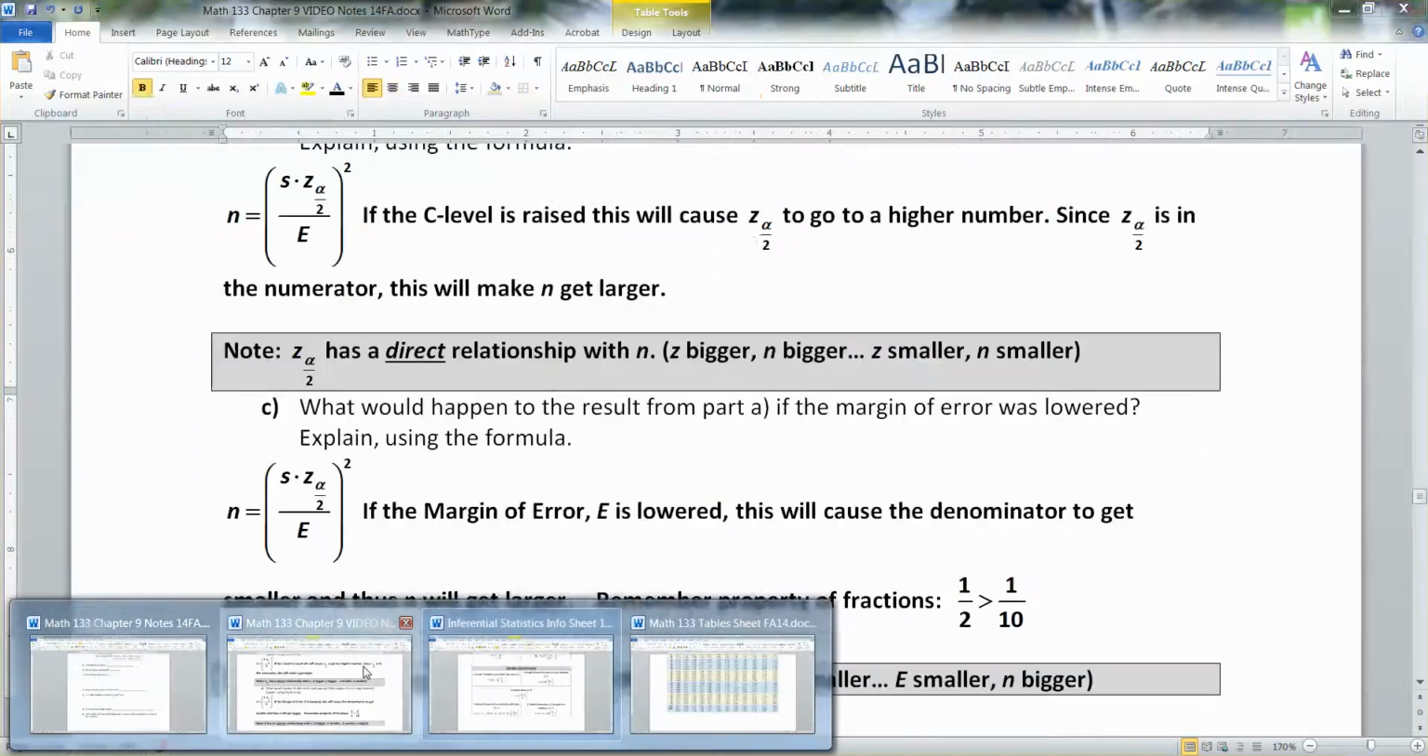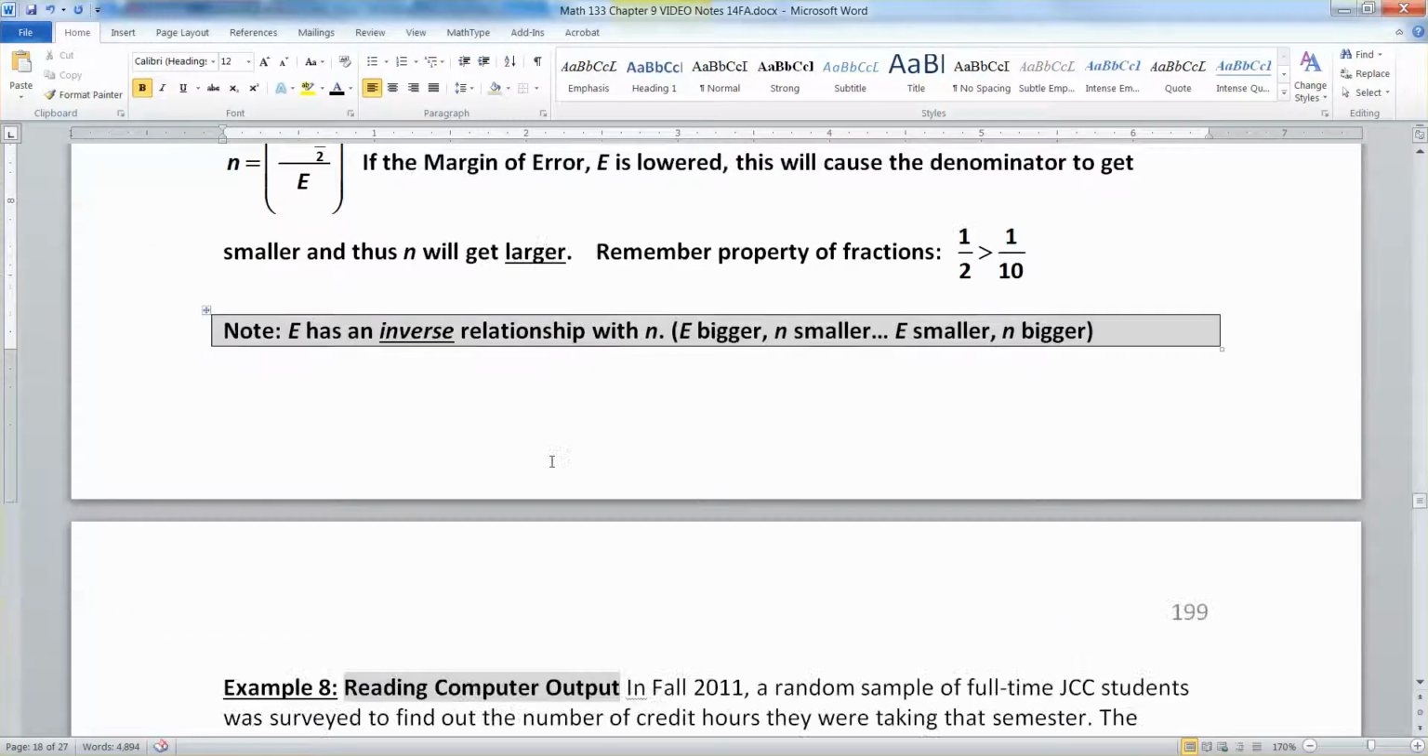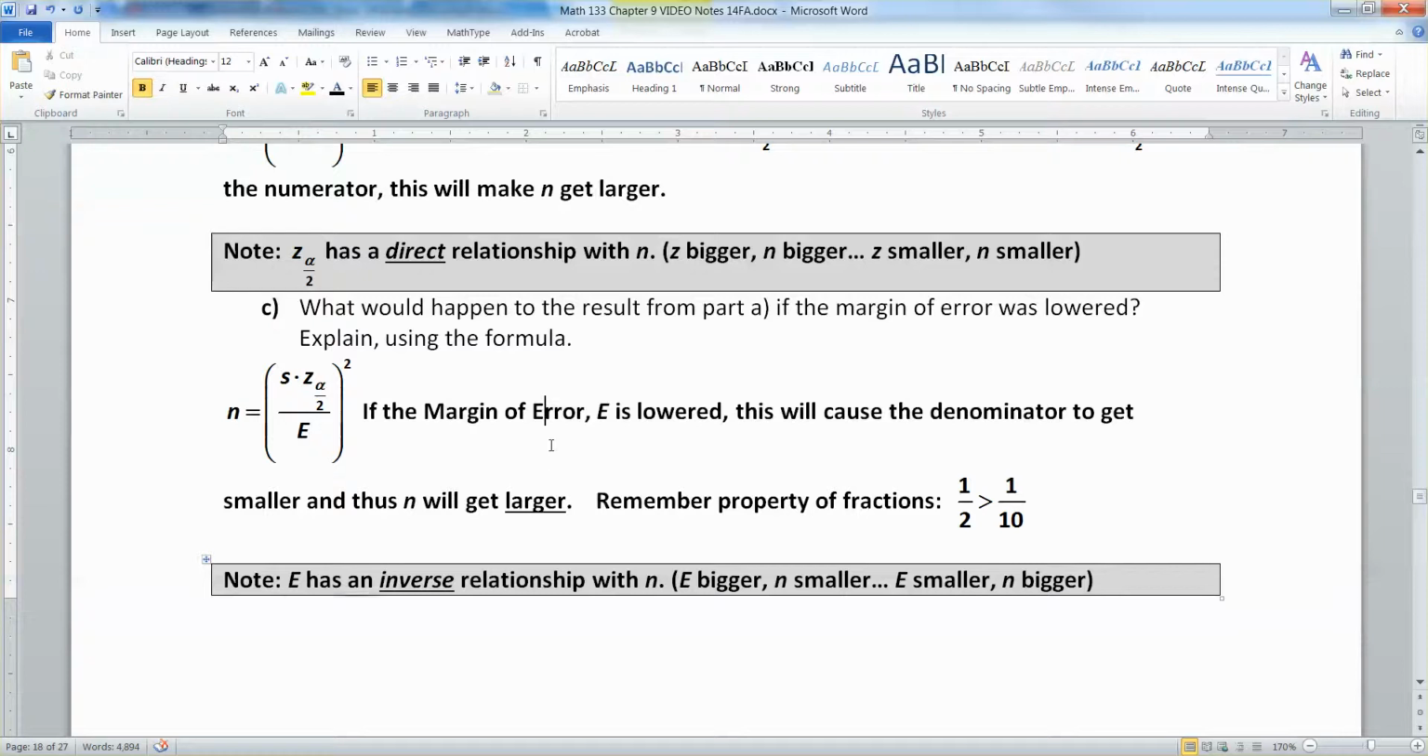All right, we're all done with that sample size bit. And I'll see you back here to read a computer output of another confidence interval. So I'll see you then.